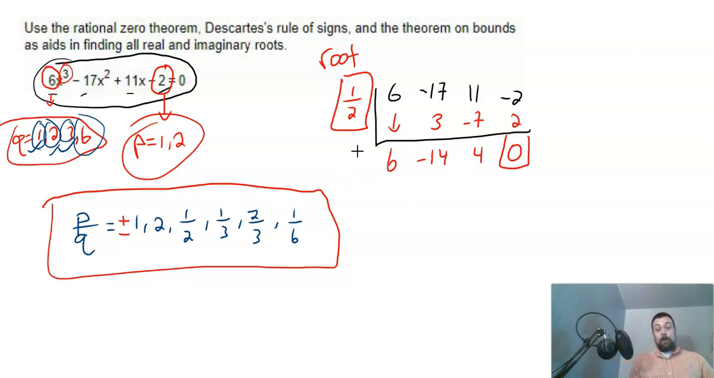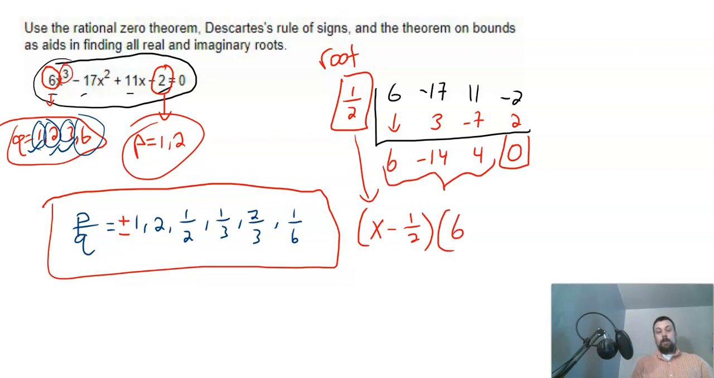So my 2 factors here: if 1/2 is a root, that means it's a 0. And if 1/2 is a 0, that means x minus that number must be a factor. Right? That's the factor theorem. Okay, x minus 1/2. The other factor is the quotient from that division, which is going to be 6x squared minus 14x plus 4. It's still equal to 0, right?